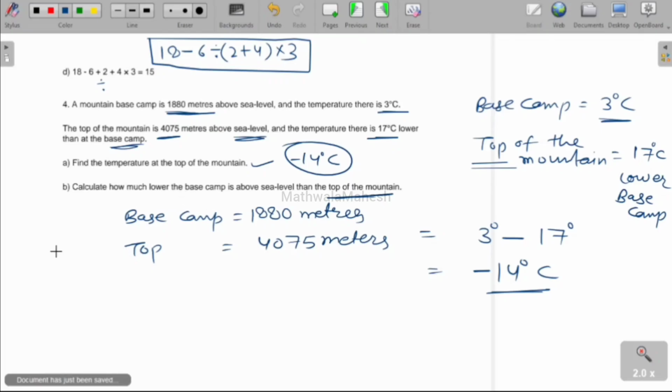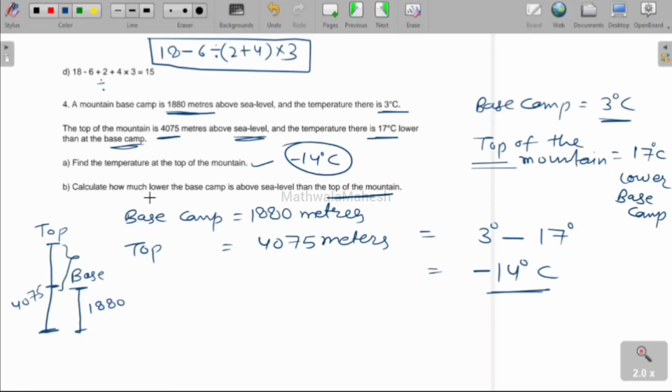So you can see that from the sea level, this one is the top of the mountain and this one is base camp, which is 1880 and 4075. We have to calculate how much lower the base camp is above sea level than the top of the mountain. So the base camp is how much lower than this point, the top of the mountain.